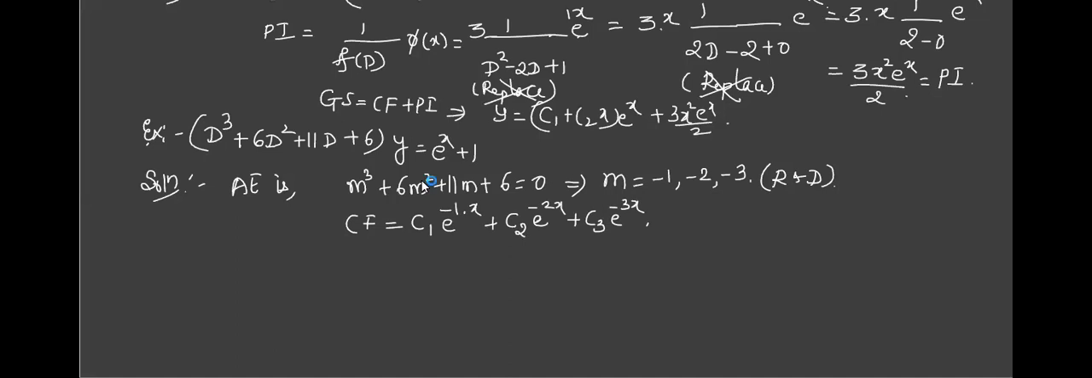Now the PI. This is 1 upon f of d, correct? So I have to write the entire thing, let it be lengthy or whatever it is. Write all the terms. Now, what is this? e raised to x plus 1. So e raised to x as it is. Now what to do with plus 1? We know only the procedure for exponential. Can you write 1 in terms of exponential? e to the power of 0.